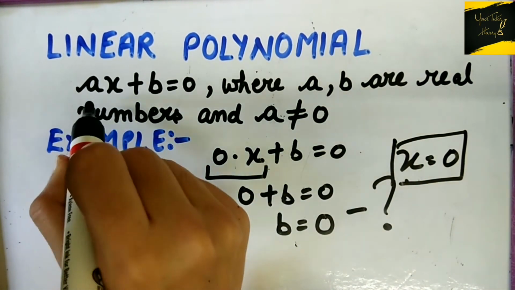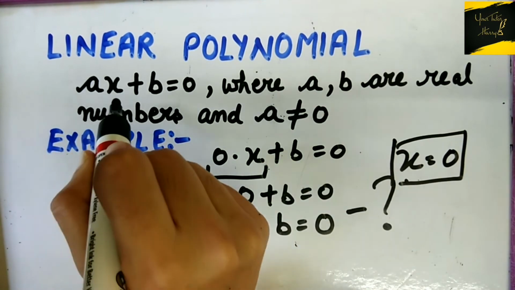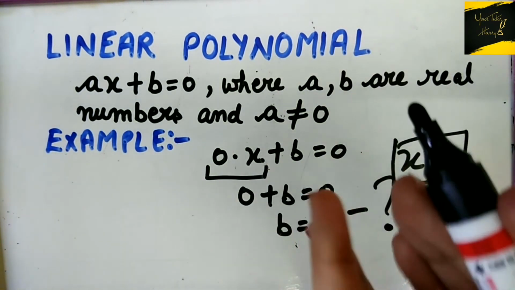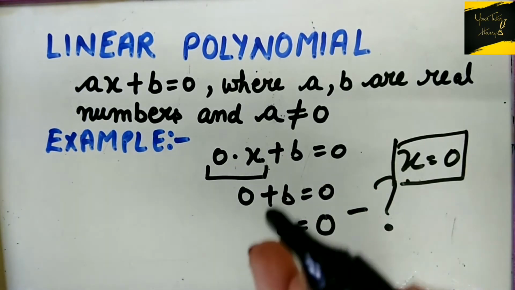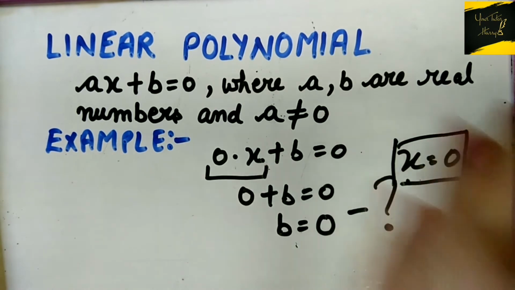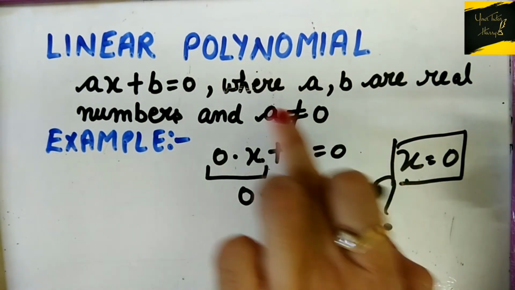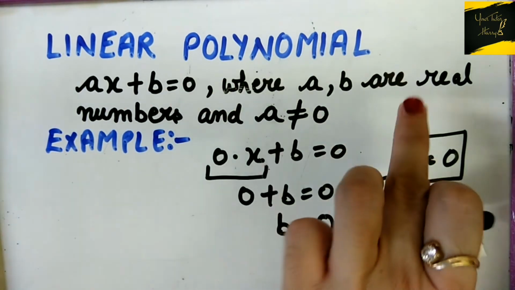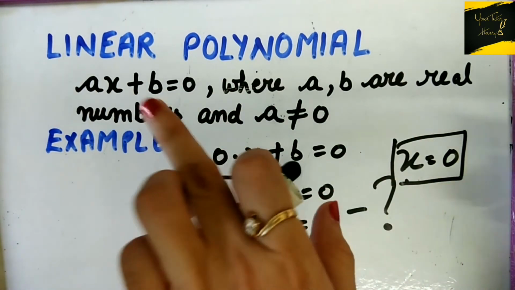If I make a 0, then your x becomes 0. Then there is no point in saying linear polynomial. That equation will totally get eliminated. So that's why we need to understand this. In ax plus b is equal to 0, a and b are your real numbers, but a cannot be 0.